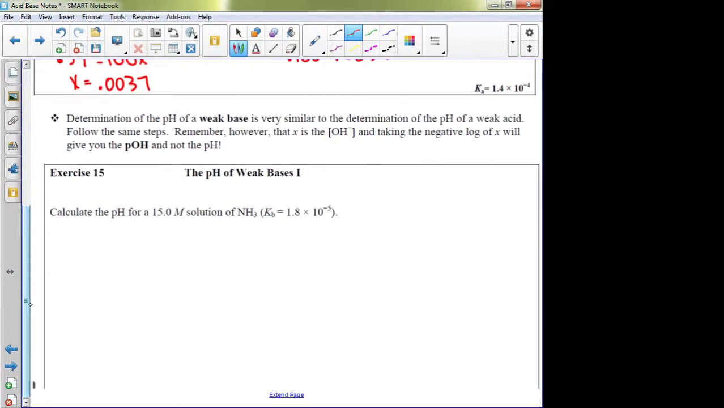Now, so far when we've been finding pH, we've always found pH using a weak acid or a strong acid. Because if I want to know pH, I have to know my concentration of what?